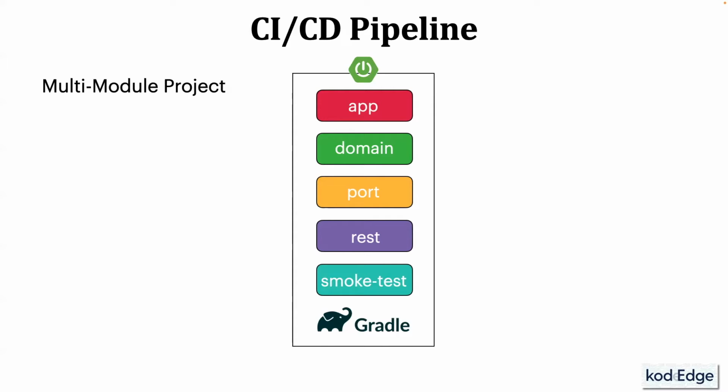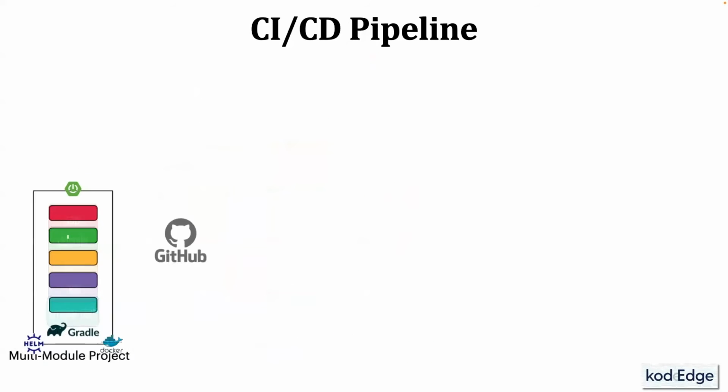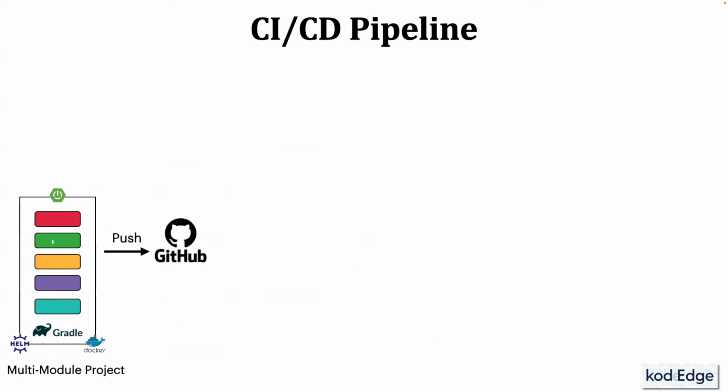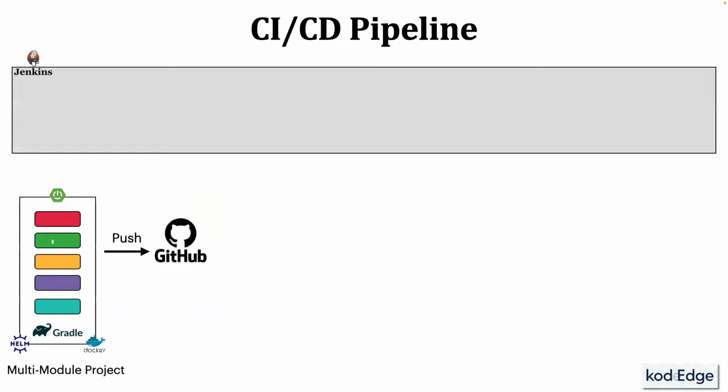Once our project is ready, we will add a Dockerfile to containerize the application and a Helm chart for managing the Kubernetes manifest configurations. After that, we will push our project to the GitHub repository. Then we will set up a Jenkins pipeline. The first stage in the pipeline will be checkout, which will pull the code from GitHub.